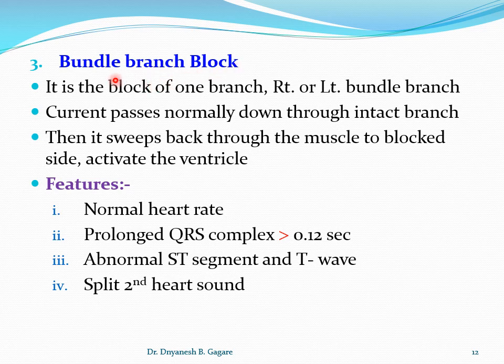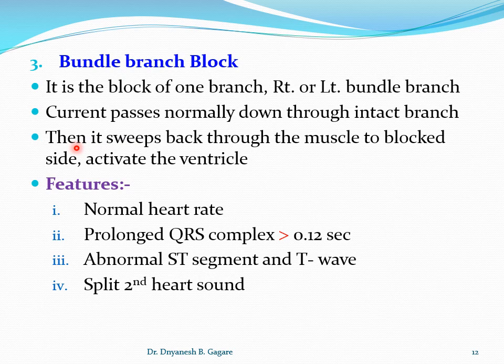Now the third type of heart block is bundle branch block. So what are the bundle branches? For example, the right bundle branch and left bundle branch. You know, once the bundle of His enters the ventricle, it divides into the right bundle branch and left bundle branch. And if there is a block in any one of these two, then it is called the right bundle branch block or left bundle branch block. If there is a block on one side, then the impulse current passes through the normal side. So the current passes normally down through the intact branch.